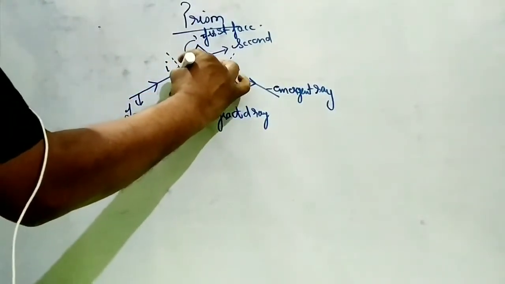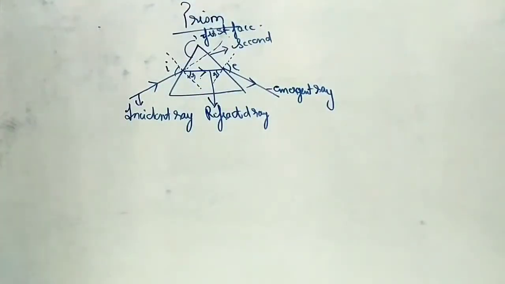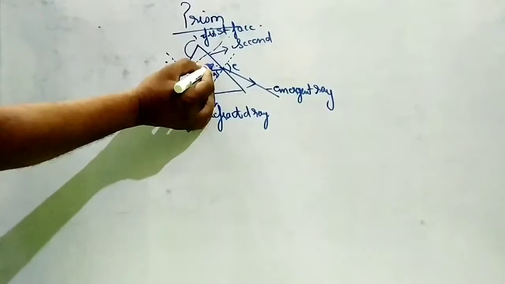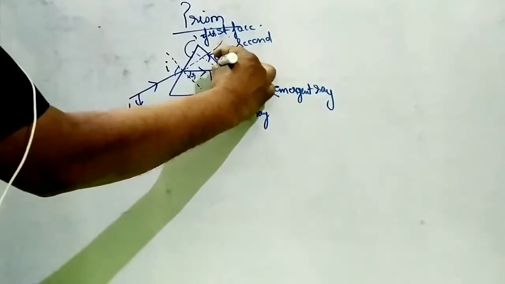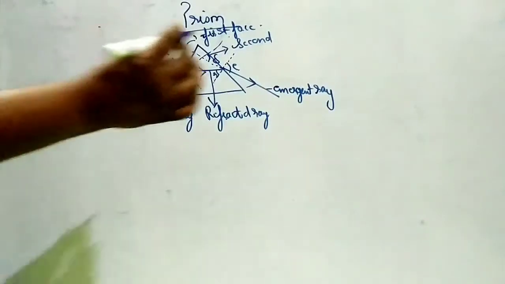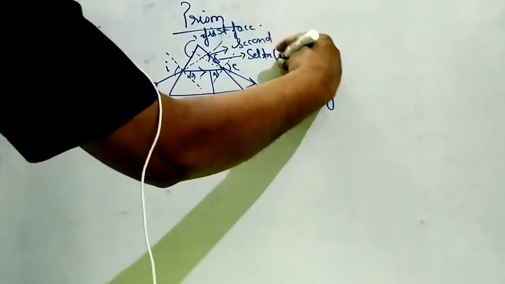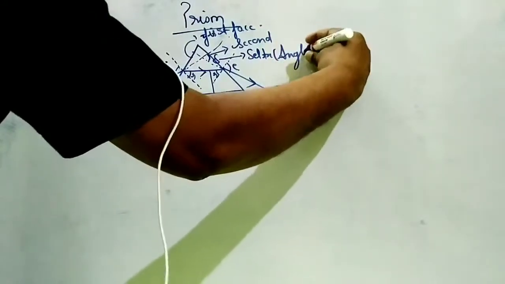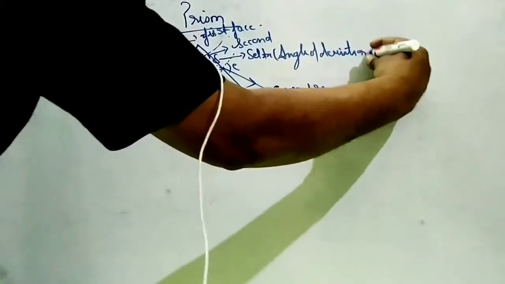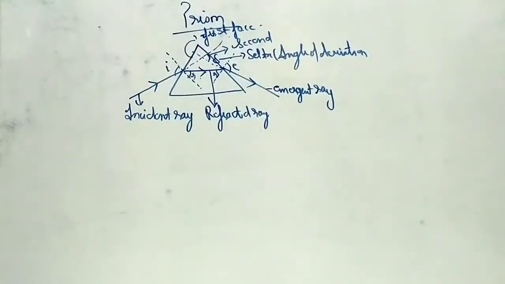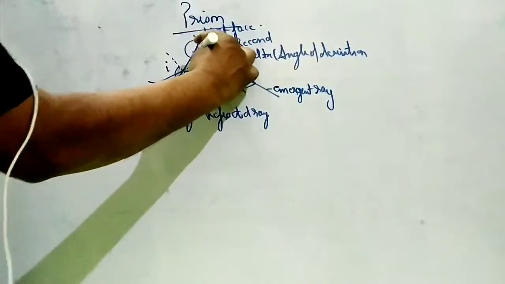But when the incident ray is produced forward and the emergent ray is produced backward, they meet at a certain point and form one angle. This angle is denoted by D or by delta, and it is called the angle of deviation. The top part is called the angle of prism.